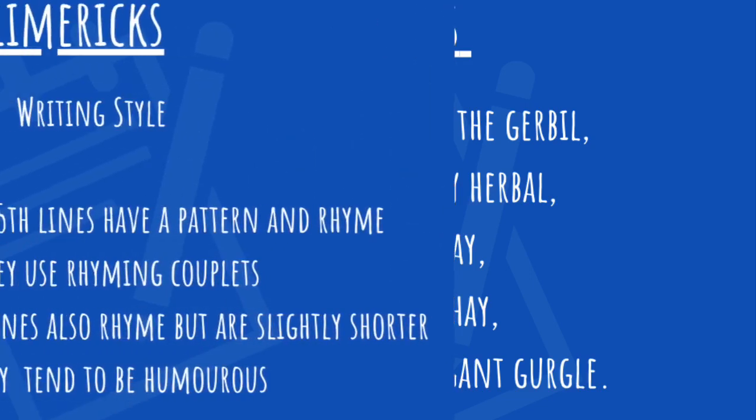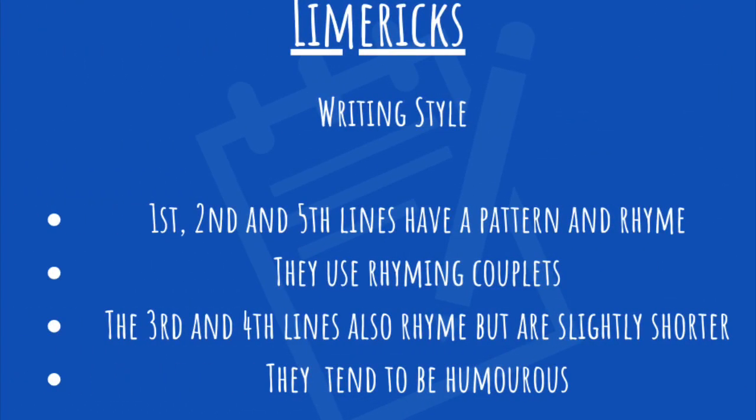Now, let's take a look at the features of that piece of poetry in the limerick. So the writing style. What you should notice is that the first, second and fifth lines have a pattern and a rhyme to them. And when we talk about patterns and rhymes, we're talking about the number of syllables in the line, and the rhyming pattern, we normally talk about rhyming couplets. Those are the words that rhyme on one of the lines and another line in the poetry. So if you come across a limerick, you can automatically go and look at the first, second and fifth lines, and you will know that those words rhyme, and that will help you identify any questions that ask you to find rhyming words. That technique is called rhyming couplets.